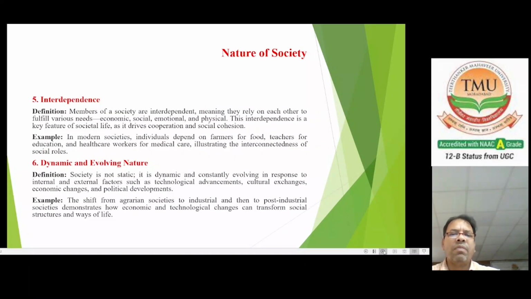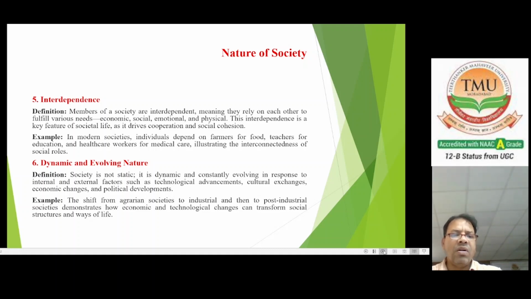Next is talking about the interdependence of the nature of the society. That is, members of a society are interdependent, meaning they rely on each other to fulfill various needs: economic, social, emotional, and physical. This interdependence is a key feature of social life as it drives cooperation and social cohesion. For example, in modern society, individuals depend upon farmers for goods, teachers for education, and healthcare workers for medical care, illustrating the interconnections of social roles. These are the important factors of the nature of the society.